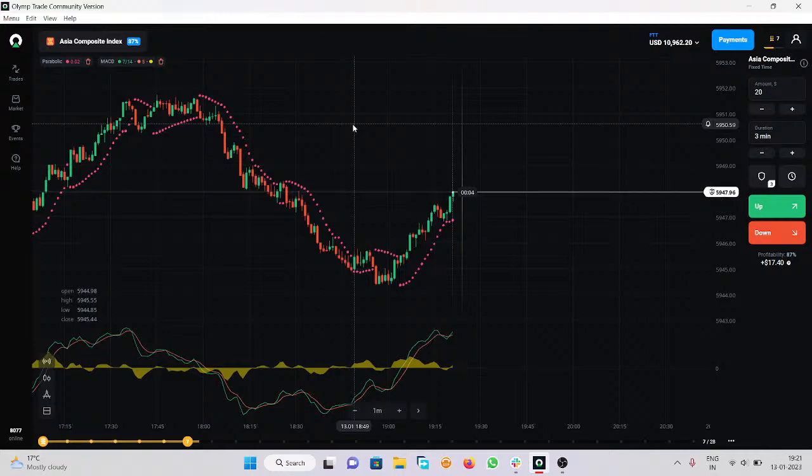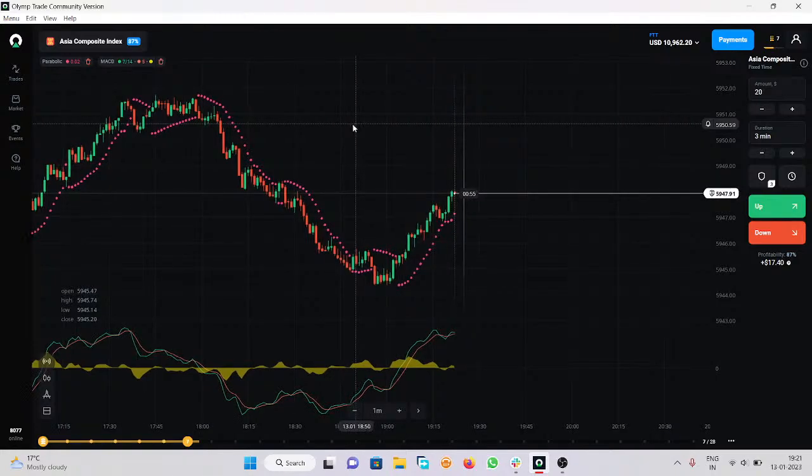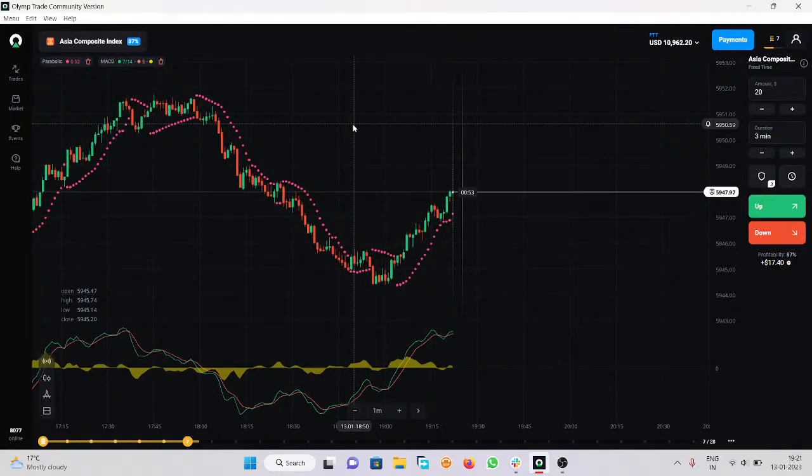What you need to do in that situation is open the trade with only 1% to a maximum of 5% of your balance amount. 1% to 5%, always remember.